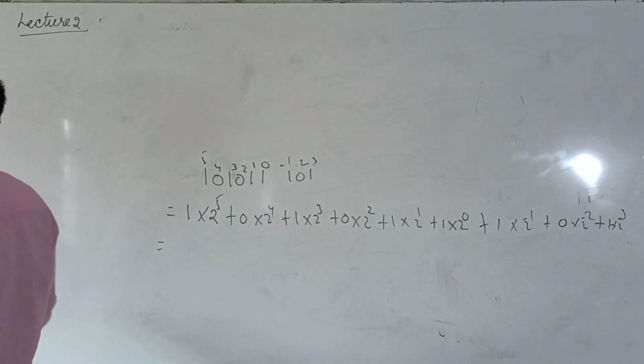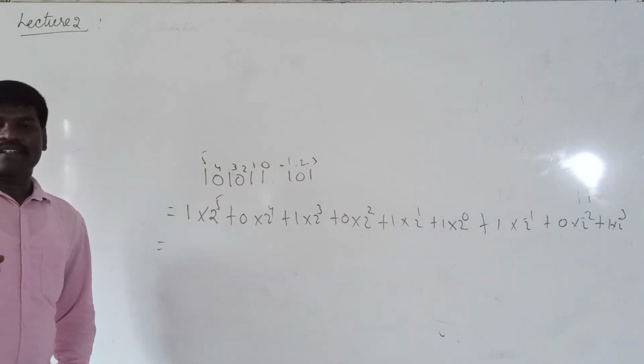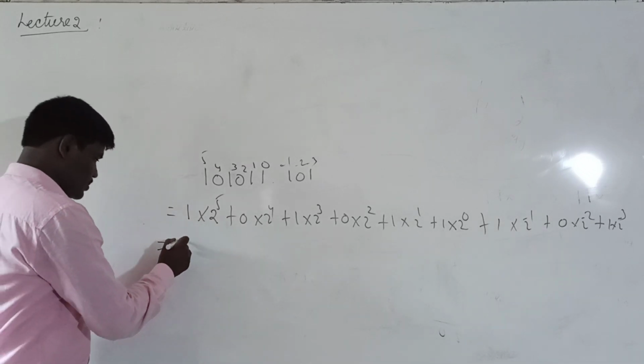So here 2 raised to 5: 2 2s are 4, 4 2s are 8, 8 2s are 16, 16 2s are 32.